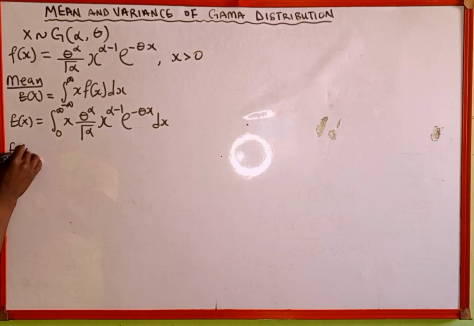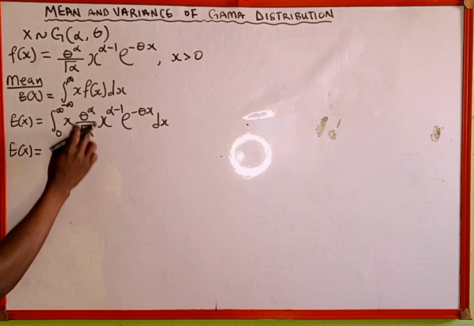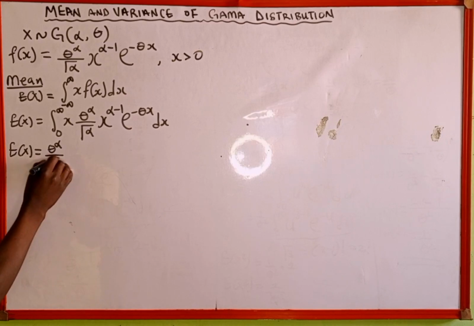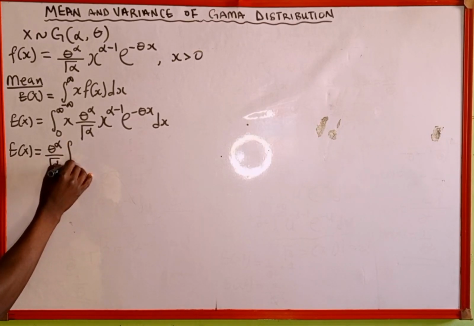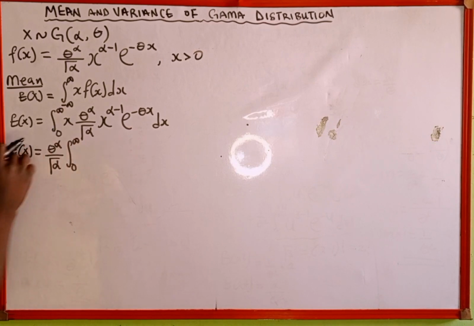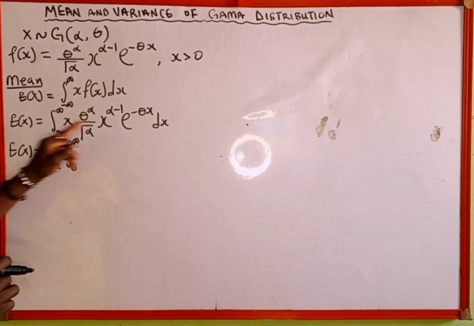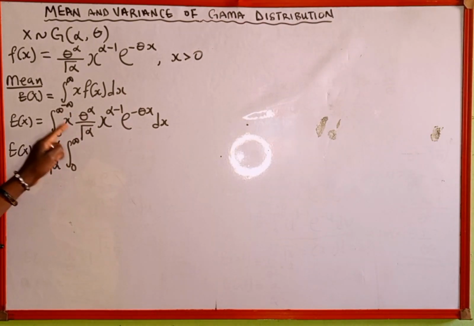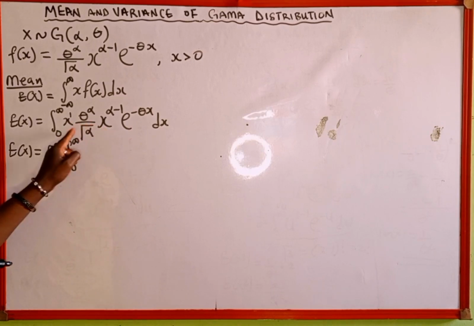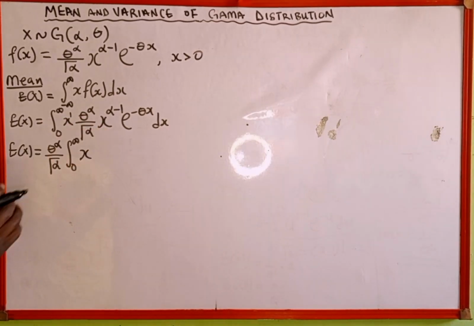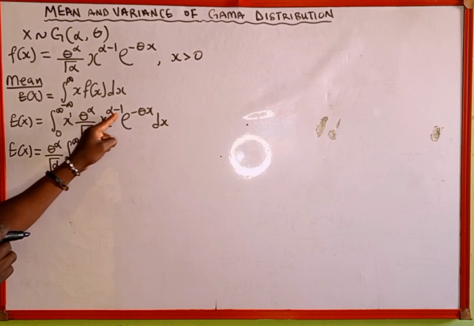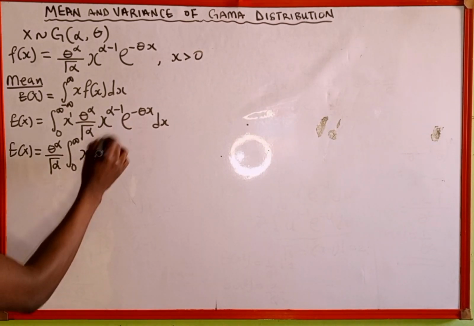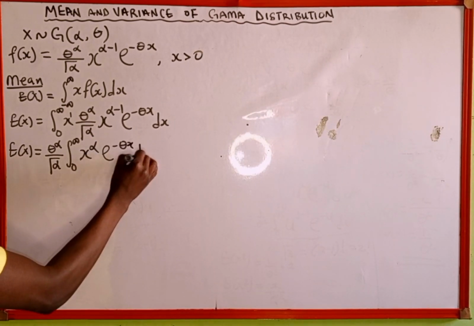So the expected value of x now will be equal to, first, we take this constant out: theta raised to the power of alpha over gamma of alpha, then the integral from 0 to positive infinity. When this is out, we have x and x. The bases are the same because this x is raised to the power of 1. So recall the multiplication law of indices: since the bases are the same, we write one of the bases, then we add the powers, 1 plus alpha minus 1. This minus 1 and this plus 1 cancel, and we are left with alpha, then exponential minus theta x and dx.